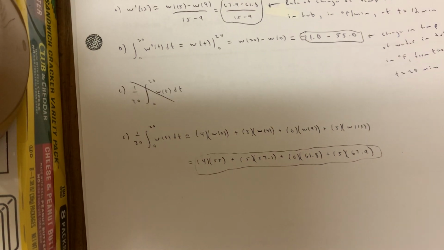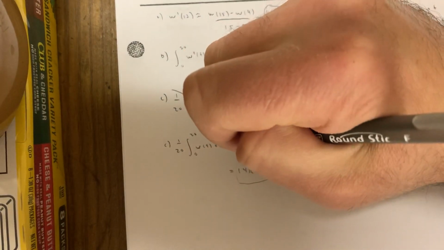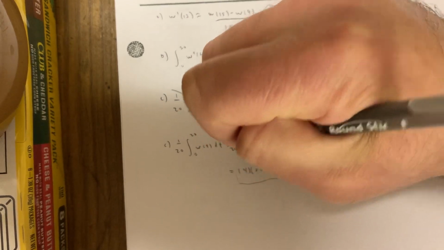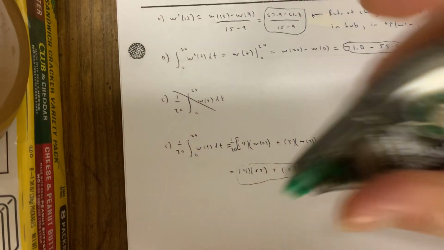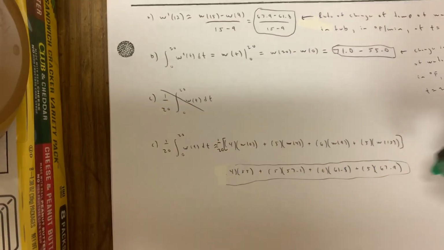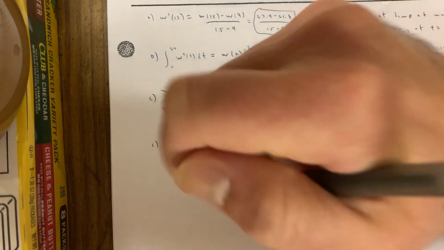Now, they actually want to know if it's an underestimate or an overestimate of the average temperature of the water. Remember, when you evaluate, oh, I messed something up here, by the way. It's supposed to be a 1 over 20 in front, right? Because we're actually getting the average. So technically, this right here is going to be 1 over 20 times this entire expansion. My apologies for that.